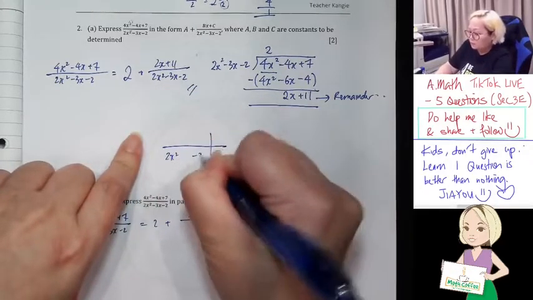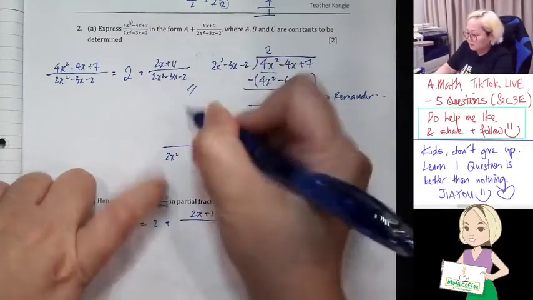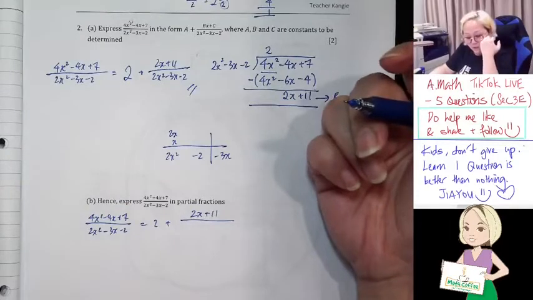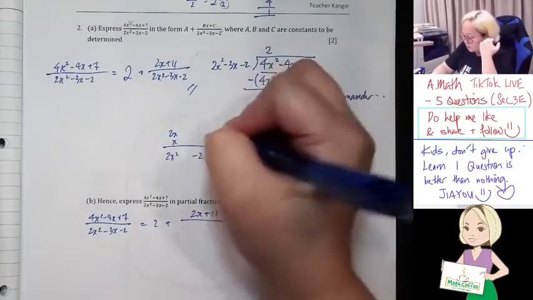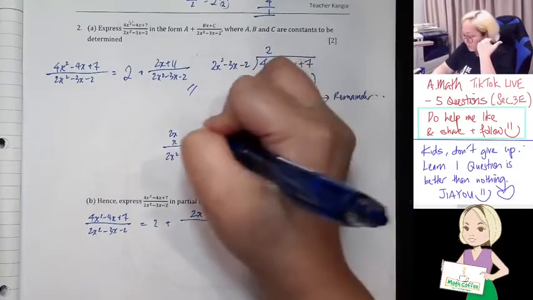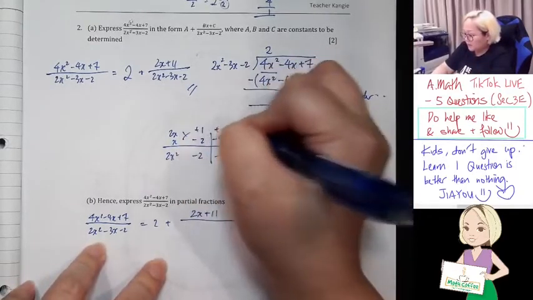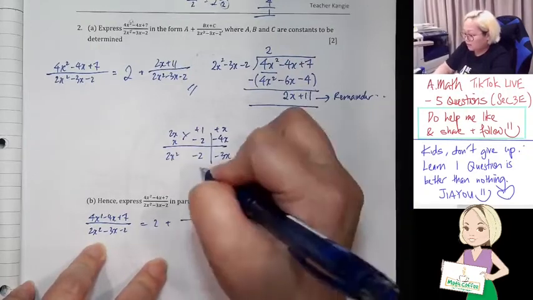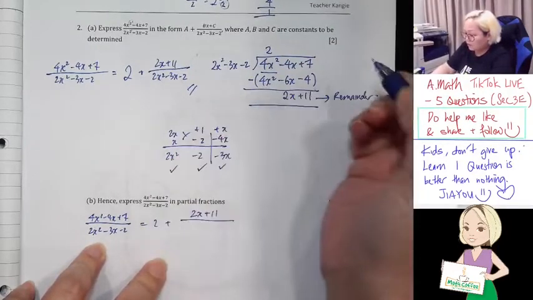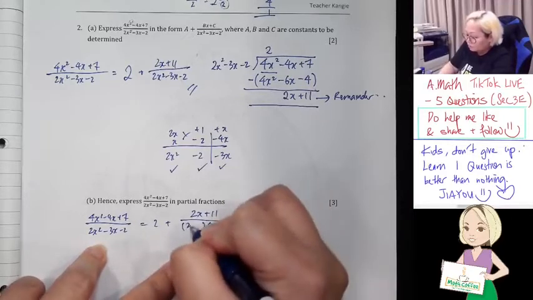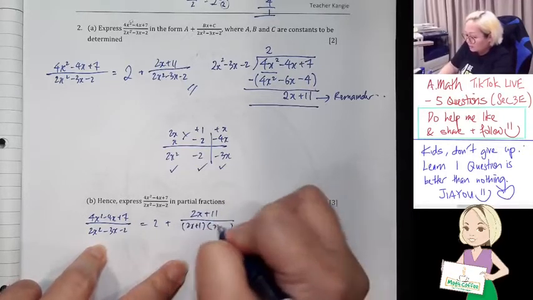2x squared minus 2 minus 3x. This is 2x and x. Let's see, this one is what? 2 and 1. This is plus, this is minus. So this one is minus 4x, this is plus x. Check, this column is correct. This one is also correct. This one is correct. So we know the bottom denominator factorized to become 2x plus 1 and x minus 2.